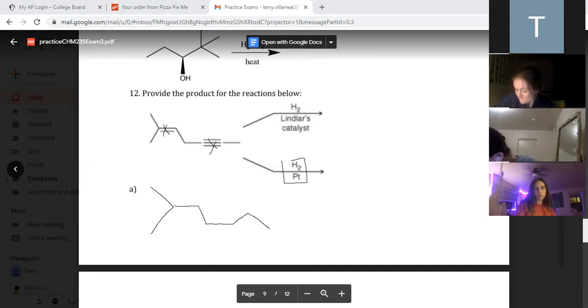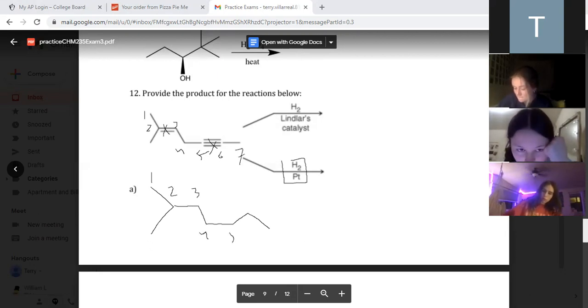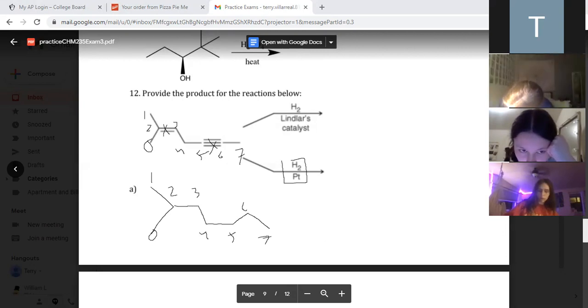And then just make sure you have 1, 2, 3, 4, 5, 6, 7, and then your 8th carbon is down here. H2 and platinum gets rid of every double bond and triple bond. You will hydrogenate every one of those. Does that make sense?